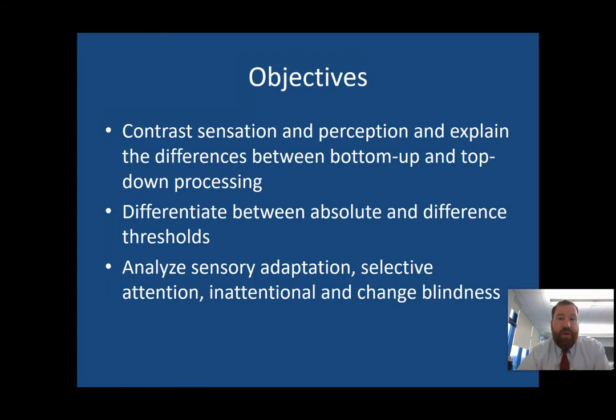We'll be talking about bottom up versus top down processing. We're going to talk about the absolute and difference thresholds, and we're going to talk about sensory adaptation, selective attention, and a little bit on inattentional and change blindness, although those were mostly in the videos from class.